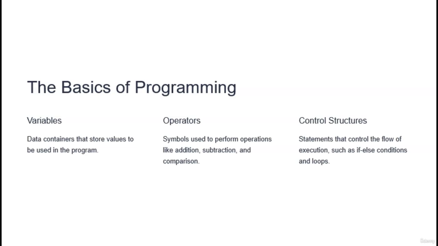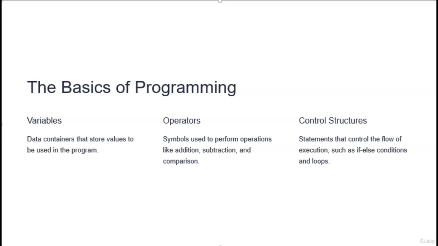Next come operators. Operators are symbols that perform operations on variables. For instance, you might use the plus operator to add two numbers together, or the double equals operator to compare two values and see if they are equal. And lastly, the control structures. Control structures direct the flow of your program. They include statements like if-else conditions, which allow your program to make decisions, and loops, which let your program repeat certain actions until a condition is met.